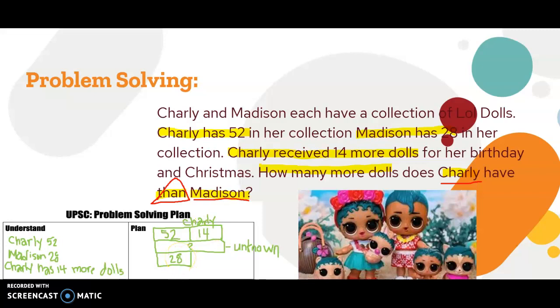Madison's dolls. So if you're looking for the total, and I'm saying the word total, that should give you a clue that we need to combine 52 and 14. And once we find that total, then we will compare it to Madison's.